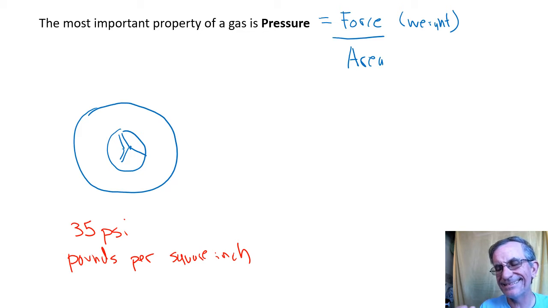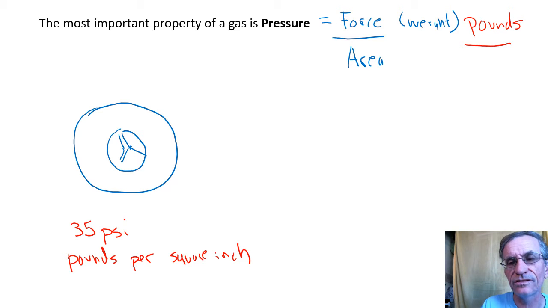That gets back to the equation I put at the top. If I asked you how much you weigh, you might tell me so many pounds. And if I asked you about area, we measure area in square units: square feet, square yards, square meters, or in this case, square inches. So that's what PSI stands for, pounds per square inch.